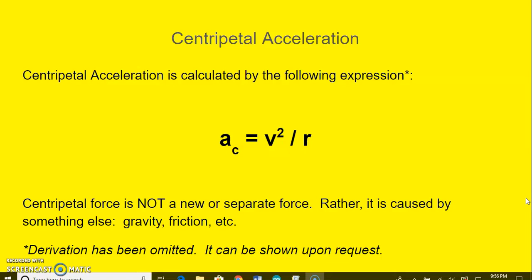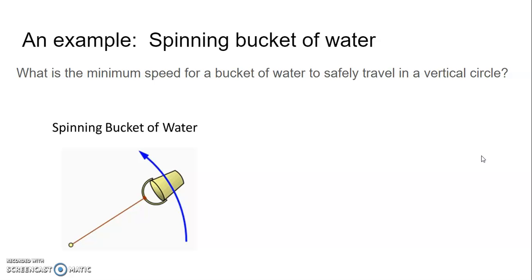Okay, so this so-called centripetal, or center-directed, acceleration can be represented by v squared over r. Again, this is being given to you without any derivation. Let's look at how this works. I want you to think of the classic example of spinning a bucket of water in a vertical circle. You may have done this before, or maybe you've just spun a ball on a string around in a vertical circle, and it should make sense that there is a minimum speed required for a bucket of water, or a ball on a string, or anything on a string to go around in a vertical circle. Let's see what this works out to be.